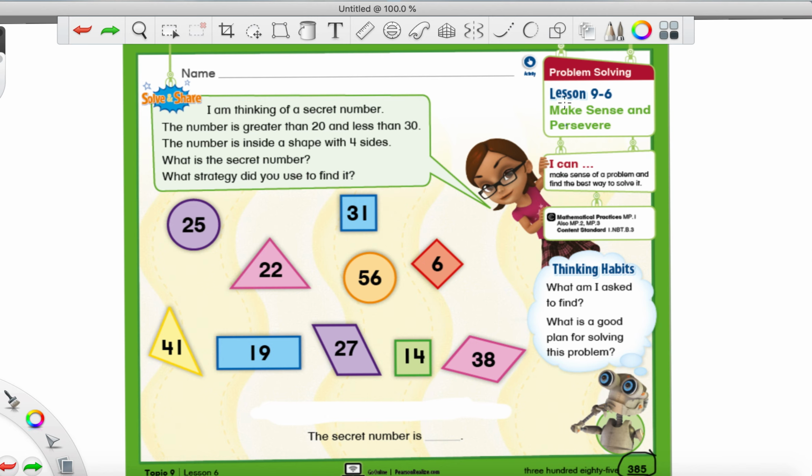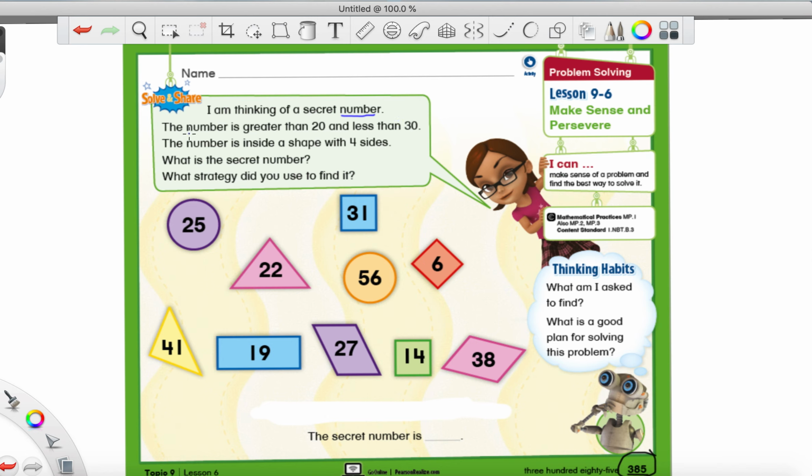Okay, so we're going to read this fun little riddle that this girl is giving us. And after we read each sentence, we're going to pause, we're going to think about what it actually means, and we're going to work through this riddle together. Okay, so I'm thinking of a secret number. So that's important. We are thinking of a number, not a letter. So please, please, please do not think that the answer is going to be the letter A, B, C, D, or maybe even X. Not going to happen. It is a number. They are telling us that.